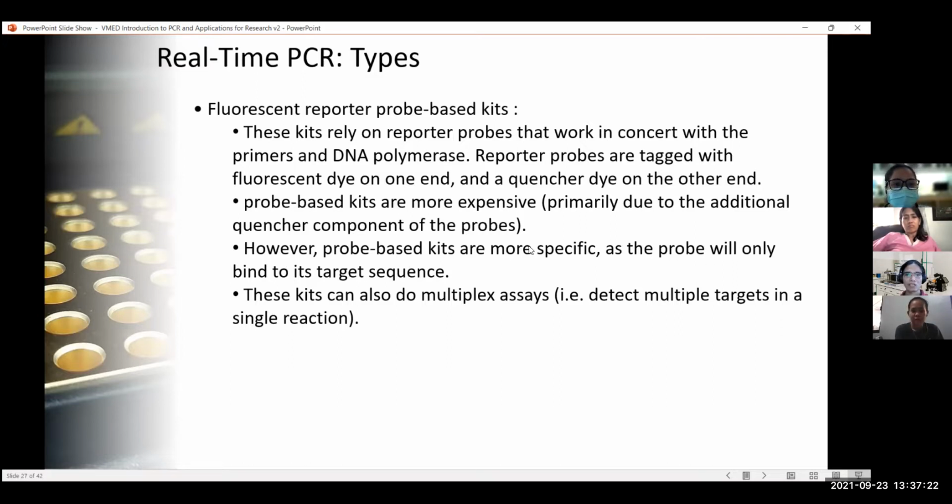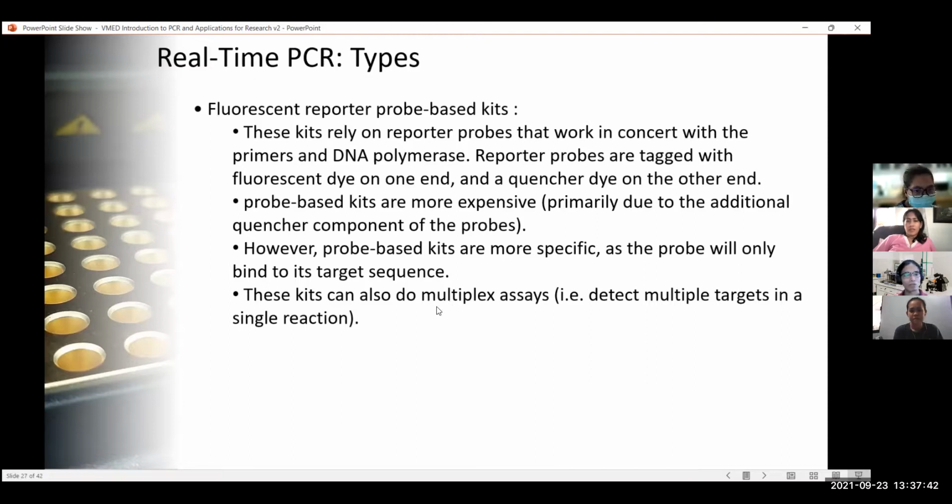However, probe-based kits are more specific, as the probe will only bind to its target sequence. Since this is a probe similar to a primer, it will be very specific to the sequence, and thus this kind of reaction is more specific and more accurate. These kits can also do multiplex assays.